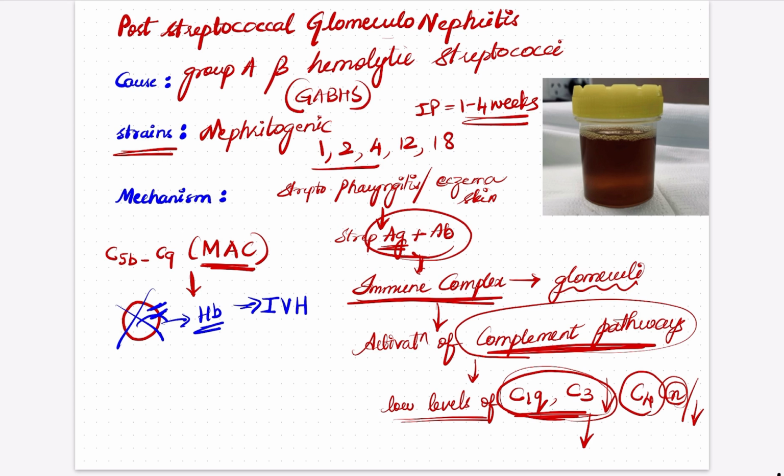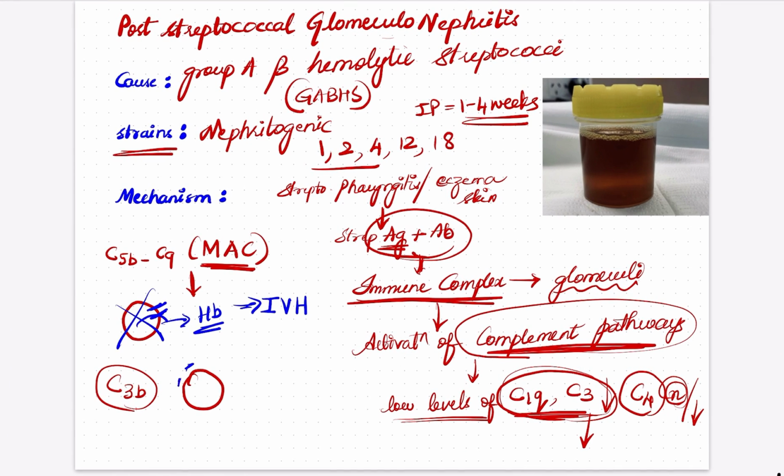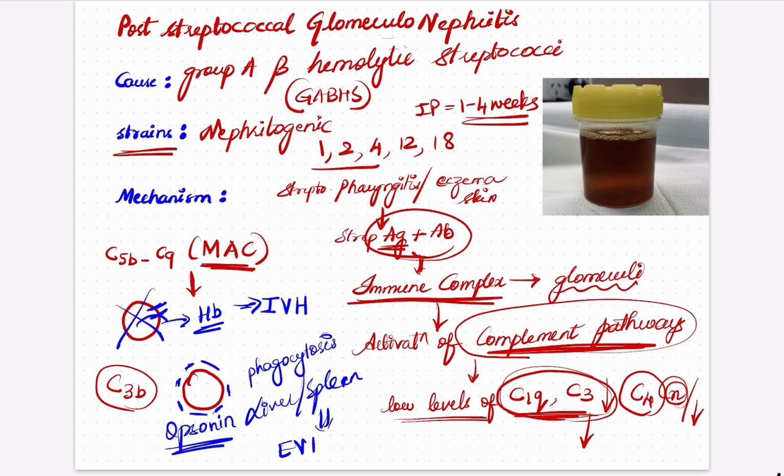Also, C3b is formed, it is also activated, which coats the RBCs. That is called opsonization. Hence, C3b is an opsonin. So, it makes it easy for phagocytosis by the macrophages present in the liver and spleen. So this will cause extravascular hemolysis. So this complement activation will lead to formation of both intravascular and extravascular hemolysis.